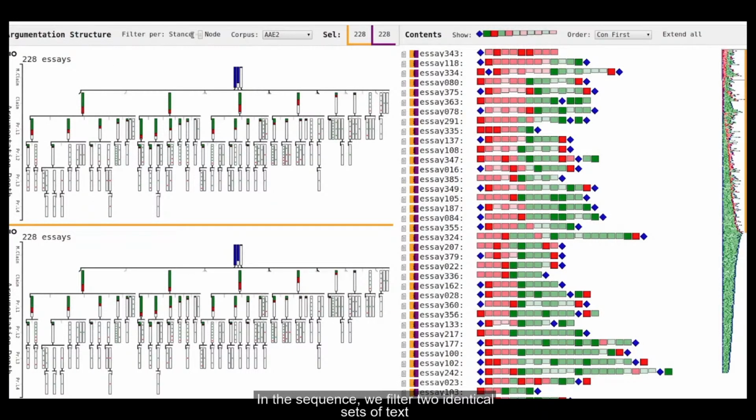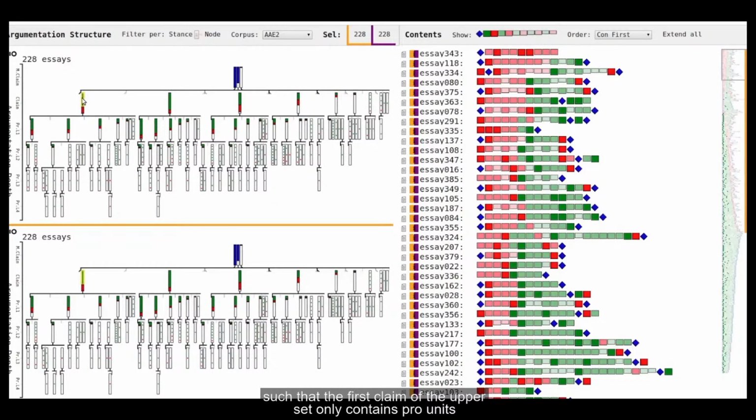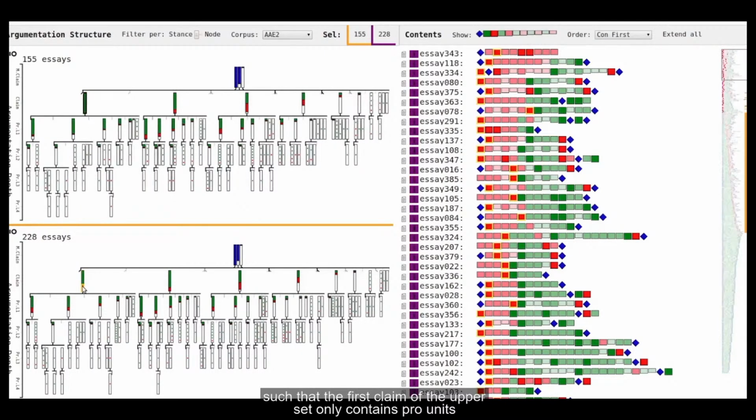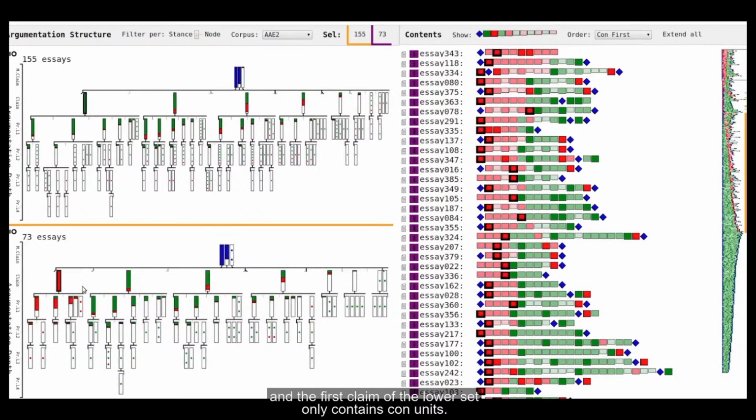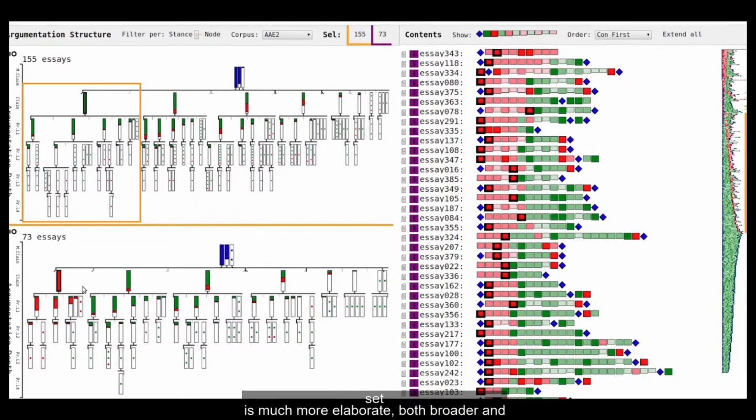In the sequence, we filter 2 identical sets of text, such that the first claim of the upper set only contains pro units, and the first claim of the lower set only contains con units. This way, we are able to find out structural differences between sets of text with different argumentation strategies. Here, for example, we can see that the argument of the first claim in the upper set is much more elaborate, both broader and deeper, than the first claim in the lower set. This is because the most important and therefore the most elaborate argument in the essay is usually the first in favor of the major claim.